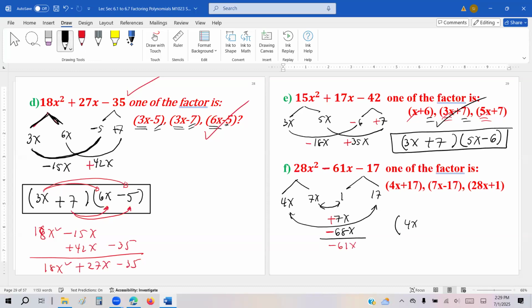So we have 4. Oh, I didn't decide the sign yet. So since 68 is negative, what sign does 17 have? 17 has to be negative. And since 7x is positive, what sign does 1 have to have? Positive. So now we put them together. One of them is 4x, one of them is 7x. What goes next to the 4x? Plus 1. That means minus 17 has to be there. And we are done.